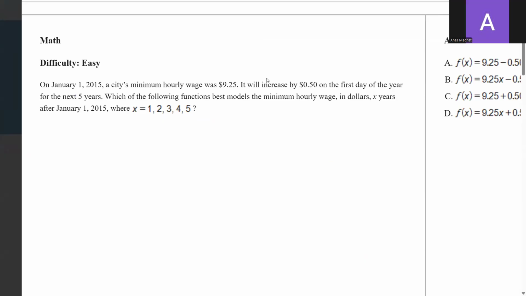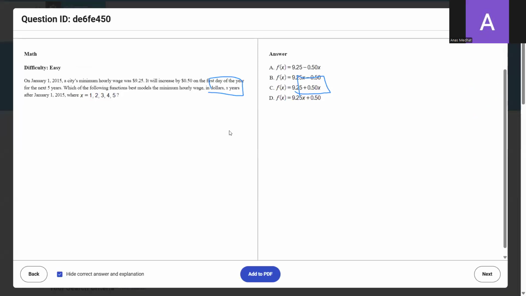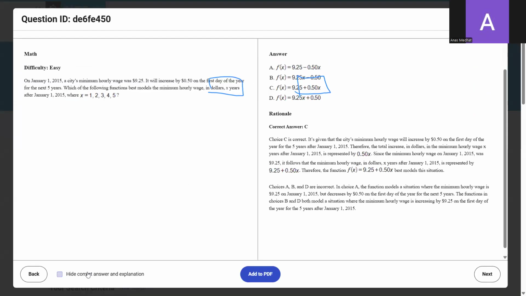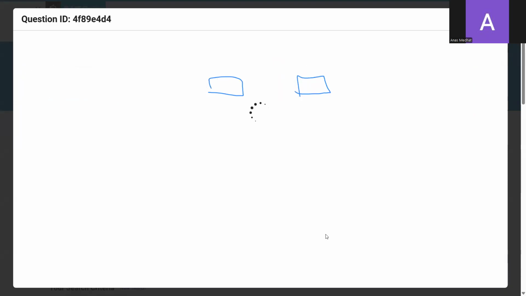It will increase by 0.5 on the first day of the year for the next 5 years. Which economic function best models the minimum hourly wage in dollars after January? Okay, so here we have 9.25, the initial, and this is the rate, and that's it. It will increase, so plus. So the answer should be C.